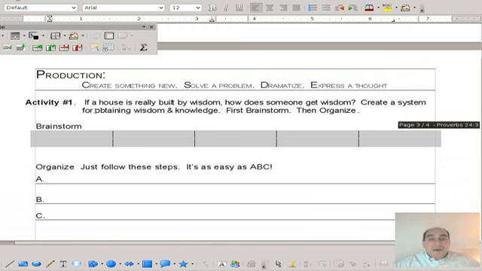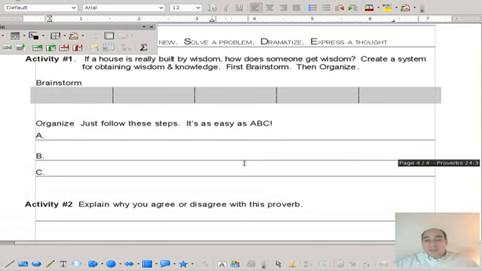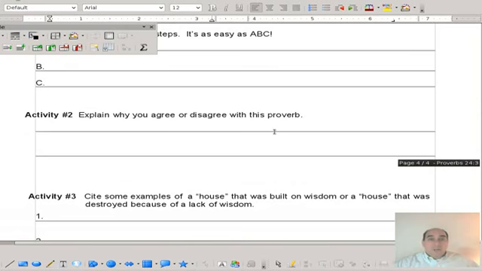Okay, if a house is really built by wisdom, how does one get wisdom? Okay, and they had to brainstorm and organize. How do I get wisdom? Okay, when they have to think about this, they're brainstorming. This is all a talking type of activity. They're talking within their pairs or within their groups. They could also say, why do you agree or disagree? And they're supposed to be talking. They're interviewing each other type of thing.